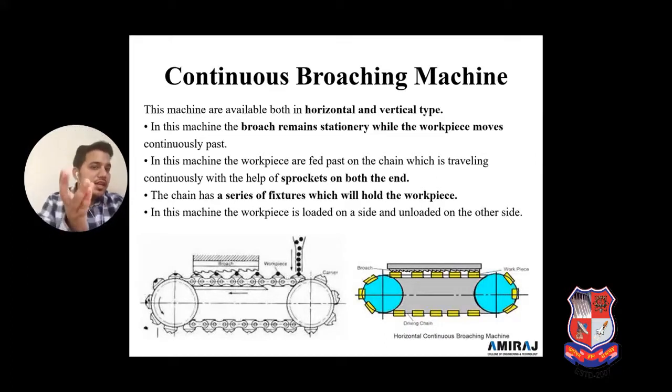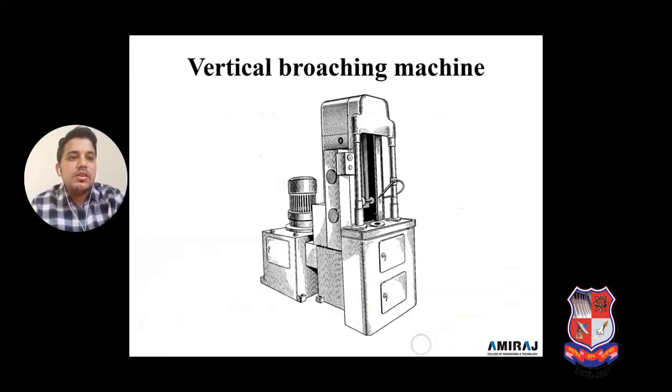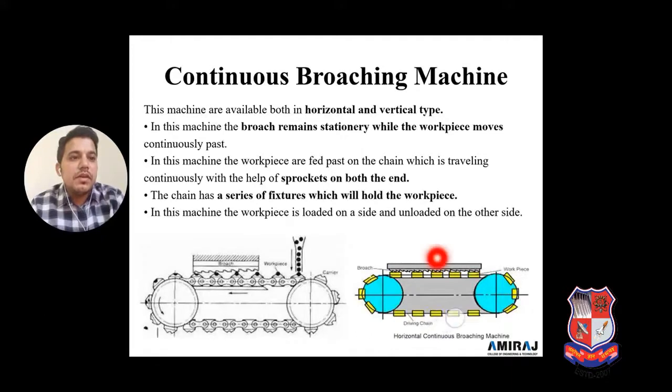If we are taking a vertical type, then this is a vertical hacksaw type arrangement. In this machine, the broach remains stationary while the workpiece moves along a continuous path. So here the broach is fixed, you can observe here the broach is fixed, and the continuous path is there. In this machine, workpieces are fed and passed onto the chain in the traveling. So you can observe here what happened.